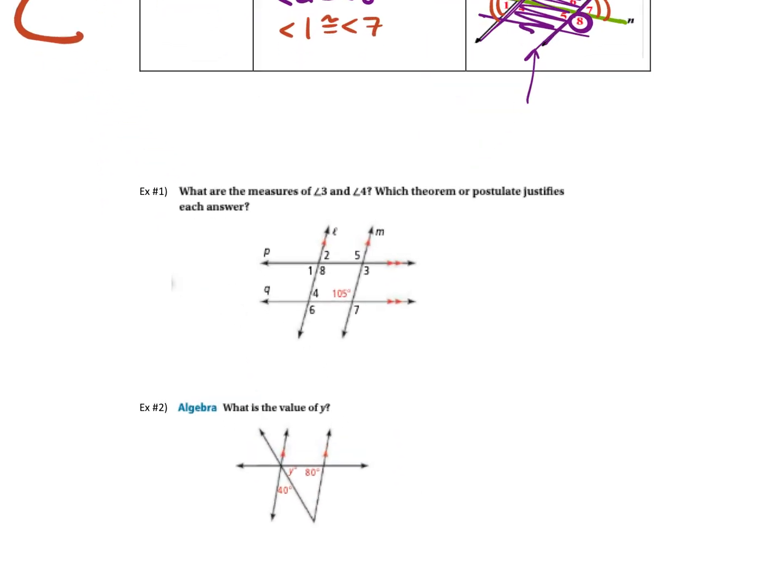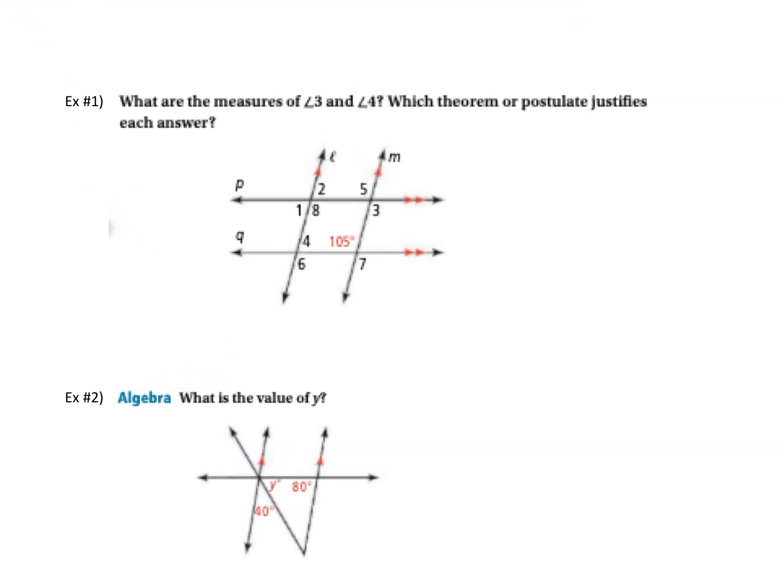So if you go down here, it says, what are the measures of angle 3 and angle 4, and which theorem or postulate justifies each answer? So I'm actually going to go through more than just 3 and 4 with you here, because you can actually right now find every single one of these angle measures. And you'll see when there's 2 sets of parallel lines like this, there will only be 2 different angle measures in the whole problem. But let's just take it one at a time and see what those are.